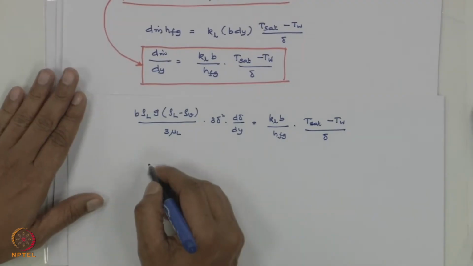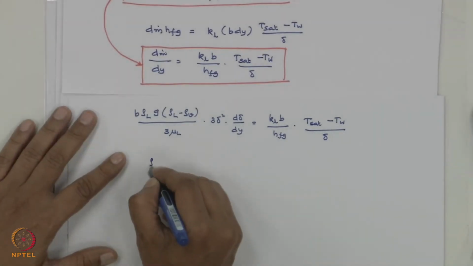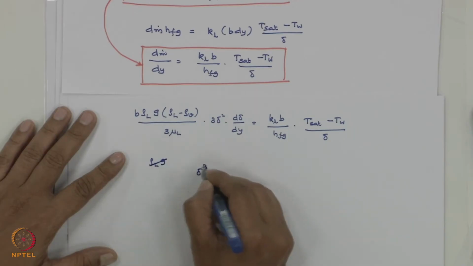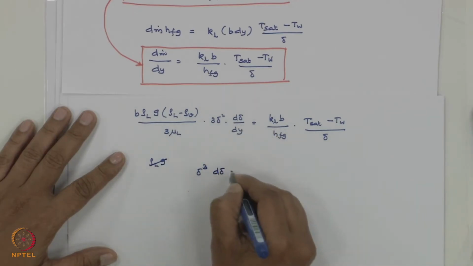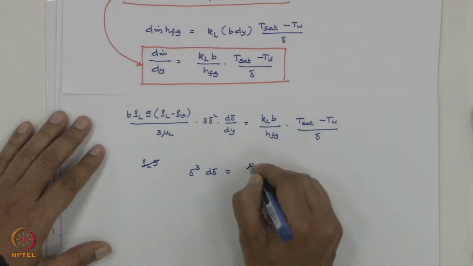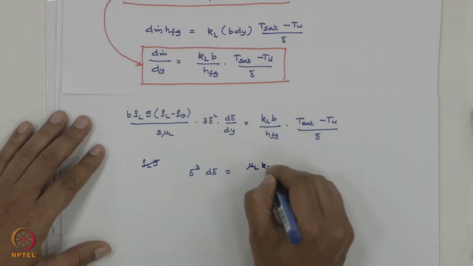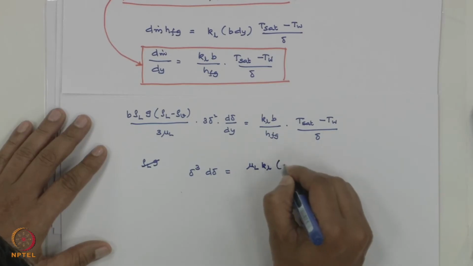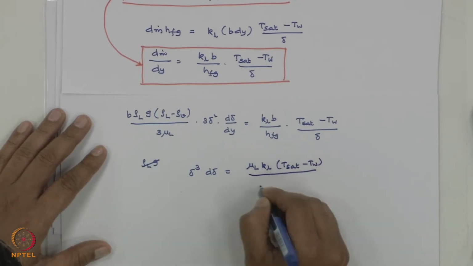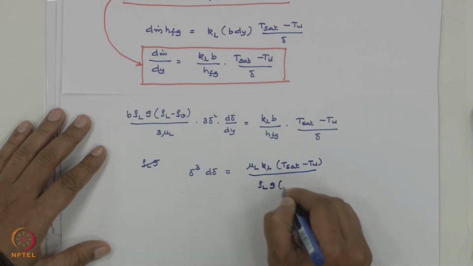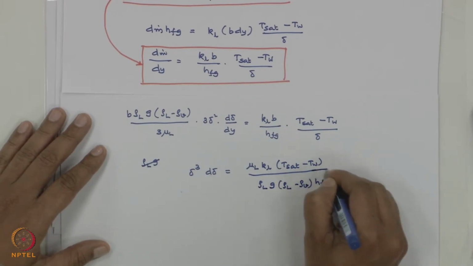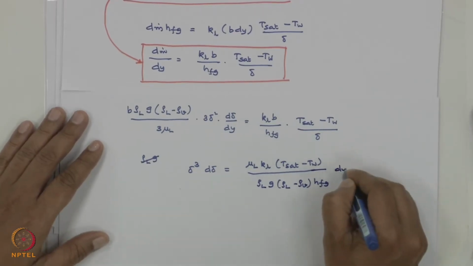So you get rho L g into, or let me write, delta cube. If I put this, d delta cube by d delta equal to mu L KL into T sat minus T wall upon rho L g into rho L minus rho V into HFG. Please note b has gotten cancelled out, into dy.